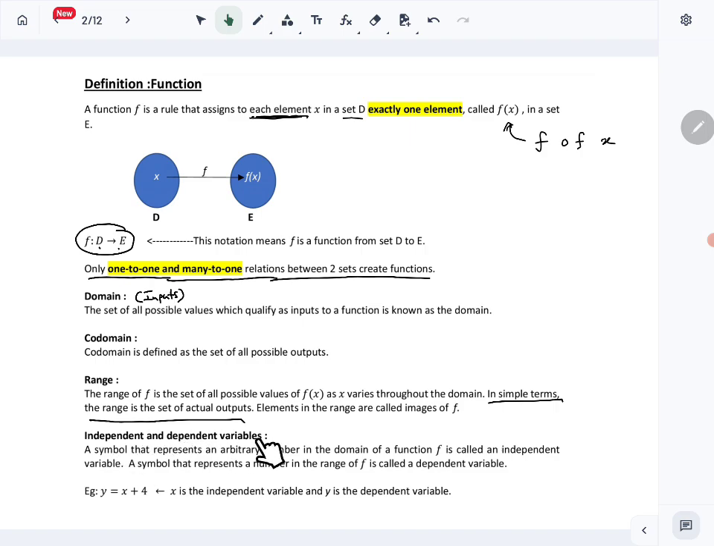Then independent and dependent variables are what? A symbol that represents an arbitrary number in the domain of function f is called what? Independent variable. So x is the independent variable. A symbol that represents a number in the range of f is called the dependent variable. So for example, y is equal to x plus 4. So y is dependent on what? X. So x is the independent variable, y is the dependent variable. It doesn't have to be always y and x. You can write different letters.